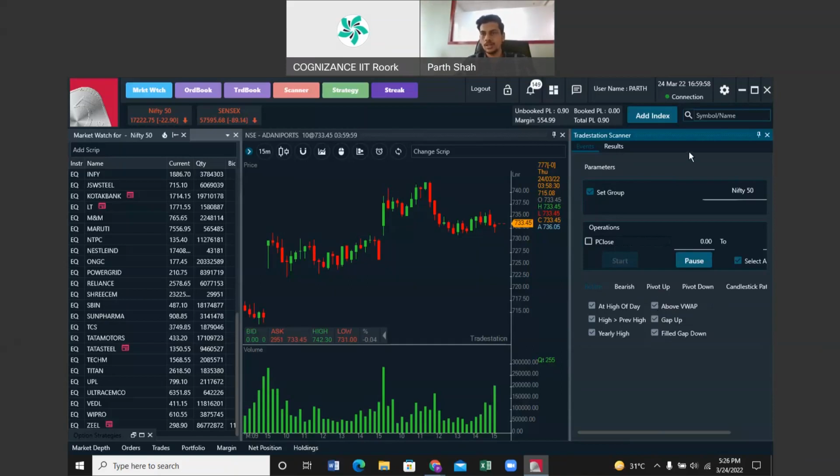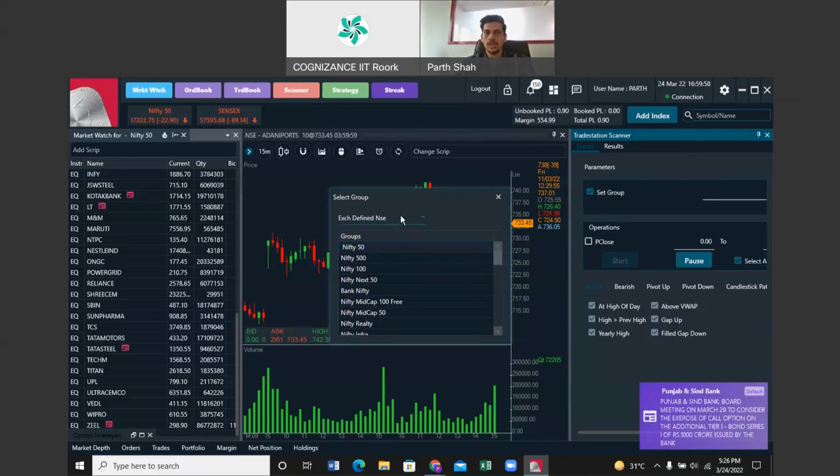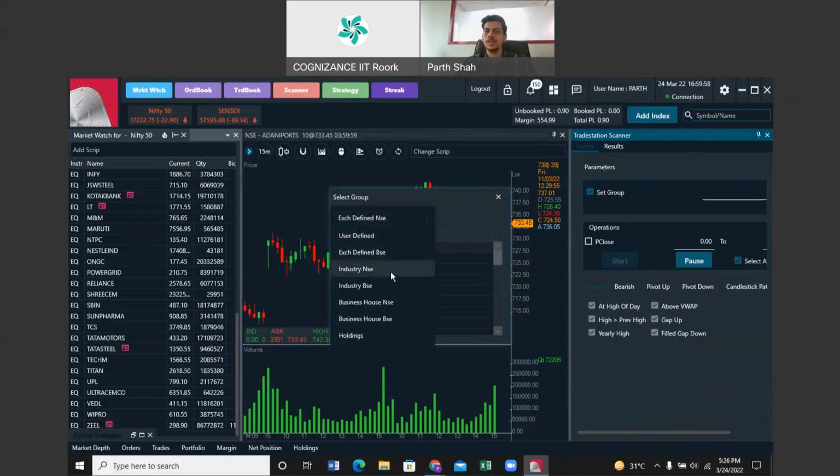So the stock screener is again a similar kind of tool, where you can set the group which you want to scan. I can create my own group as well. So it has multiple options for selecting groups. Say if I want to select, I can select Nifty 50. These are exchange defined masters which we have already preloaded, so that you can select from. And then you can have the user defined, exchange defined, BSE, industry defined, business house wise, holding wise. There are multiple things in it.